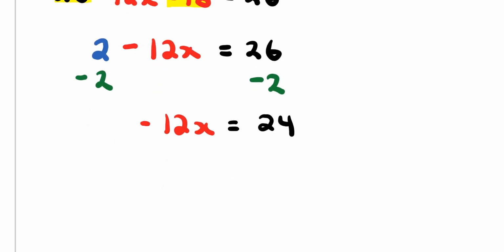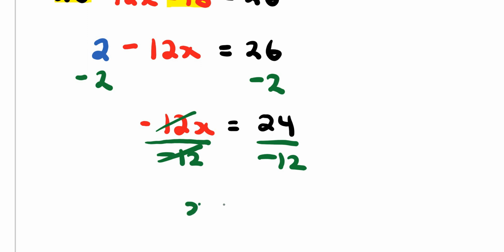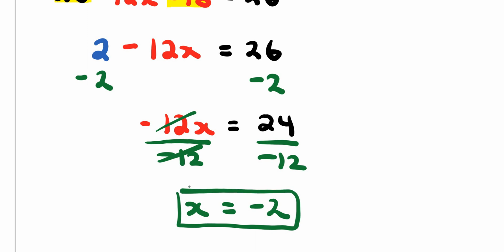All right, and then after that, we can divide both sides of the equation by negative 12. So the negative 12s cancel off, giving you a positive x, and 24 divided by negative 12 is going to be negative 2. So negative 2 is my answer for x there. That's a great exercise on being careful with the negative sign. All right, so x equals negative 2.